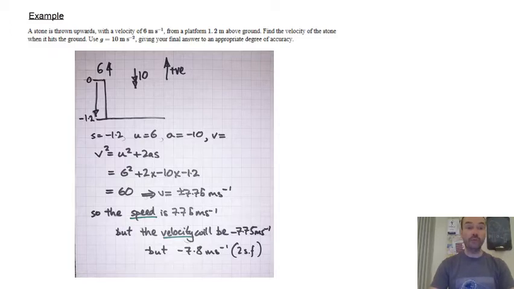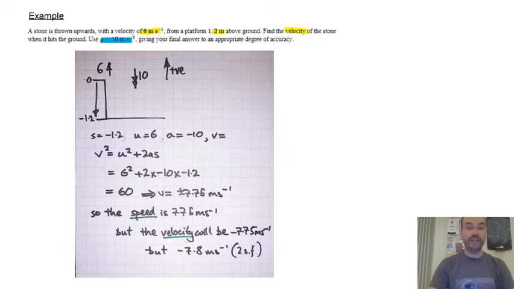Anyway, first thing I'd like you to do is find this example in the book, the one that talks about a stone being thrown upwards, velocity of 6, from a platform 1.2 meters above the ground. It's going to be a two-part question because the next example uses the same information. Find the velocity of the stone when it hits the ground. In this case, they want us to use g is 10, giving your answer to an appropriate degree of accuracy.